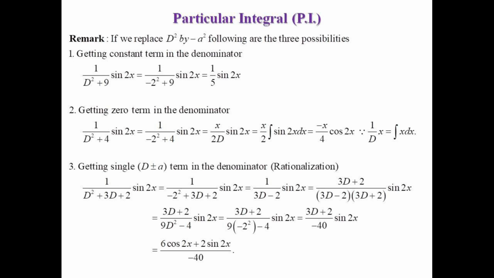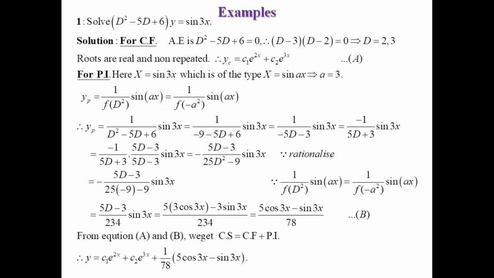So in simple words, when we replace d square by minus a square, we get 3 possibilities. The first possibility is we may get a constant term in the denominator, no issue. The second possibility is that we may get a 0 term in the denominator. Whenever we get a 0 term in the denominator, attach x on the numerator and take the derivative of the denominator with respect to d. And the third possibility is that we may get a single d term in the denominator as d minus a or d plus a. In this case, rationalize the term, that means multiply and divide by some d plus a or d minus a factor.